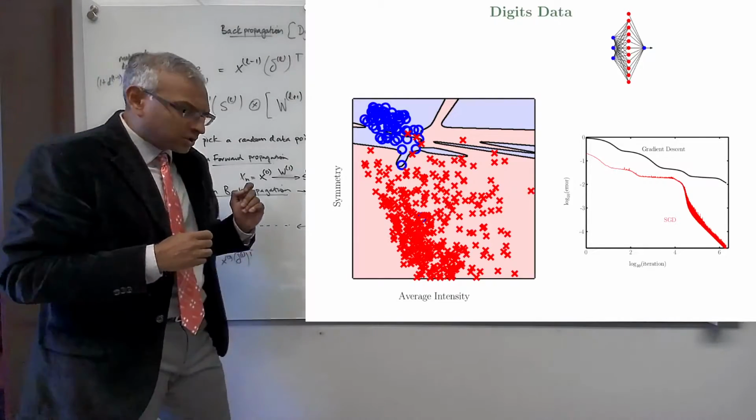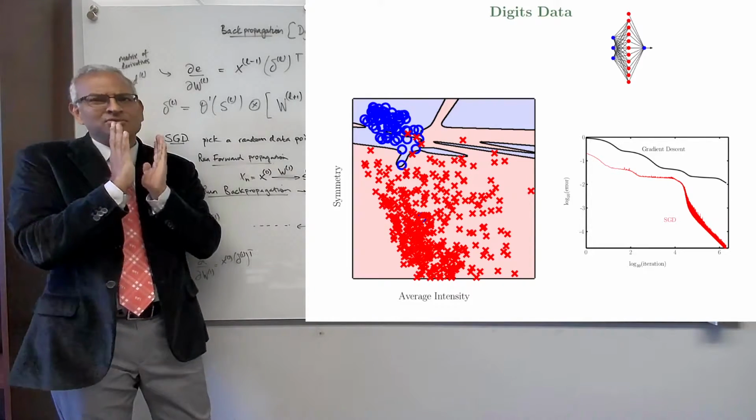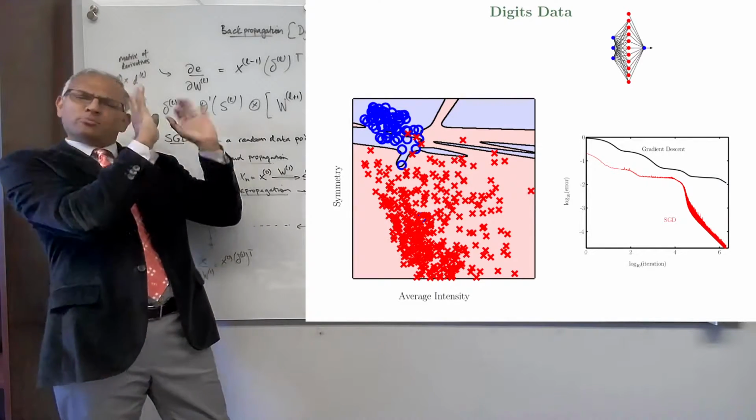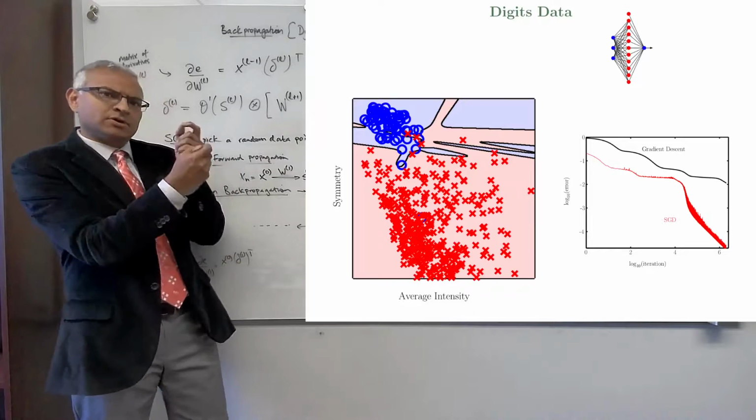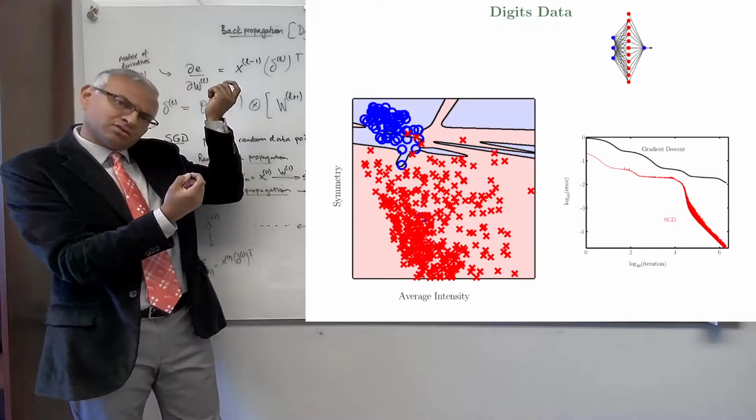Okay, so we're going to fit a neural network to the digits data, and what I'm showing there on the top right is the small neural network that we're going to fit. That's by no means a deep network, okay? And now we're going to use the intensity symmetry features, so we've got two inputs, intensity and symmetry, and then of course the augmented one.